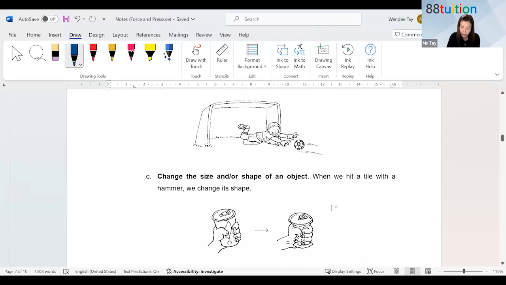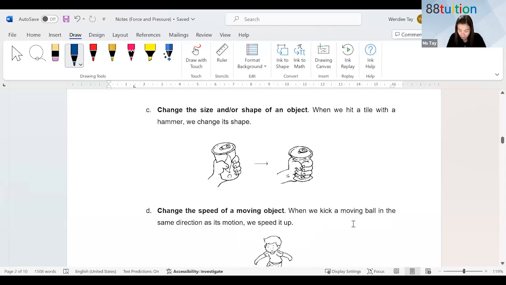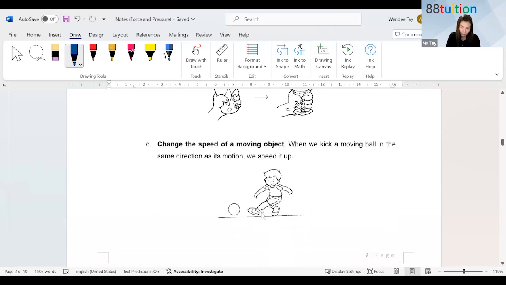Then changing the size and the shape. Take note, you can only change the size and the shape, but you cannot change the mass, right? Forces cannot change the mass of any object. The mass will stay the same, even though it looked different. Changing the speed, you can speed it up, you can slow it down. For example, the ball is moving and then you kick it, it will either speed it up, or if you are kicking the opposite direction, then you either slow it down or you change its direction of movement.